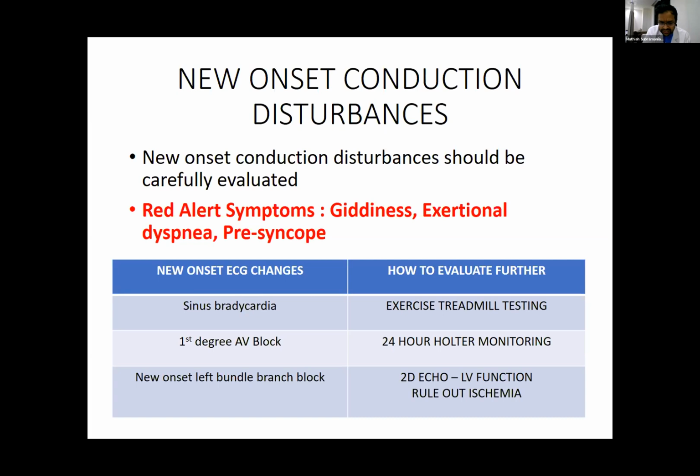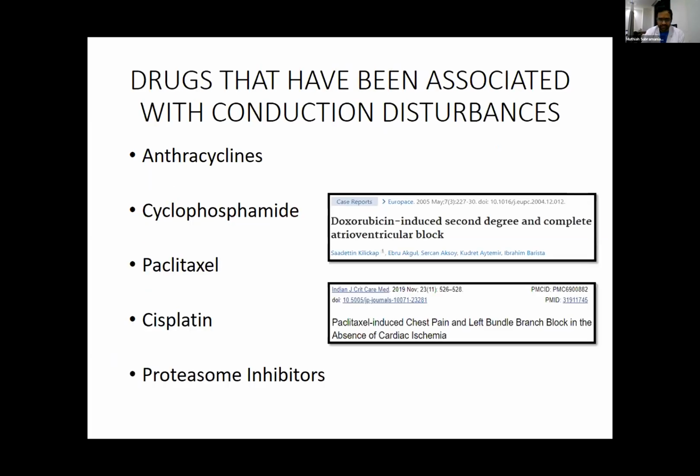And like the patient I just described, if there is a new onset left bundle branch block, we have to be very careful. Look at the echo, look at the LV function, and also a new onset left bundle branch block can be a sign of ischemia as well. So this is just about conduction disturbances. These are some of the drugs that have been associated with conduction disturbances before.